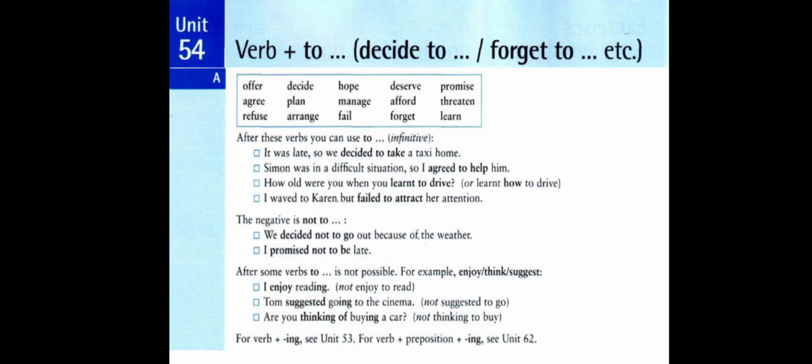For example, it was late, so we decided to take a taxi home. Here we have the verb decided in the past, but what comes after the verb decided? We have to plus the base form. We have to plus take, which is called infinitive here. So after verbs like decided, though it is in the past, still we use to plus the base form after it.